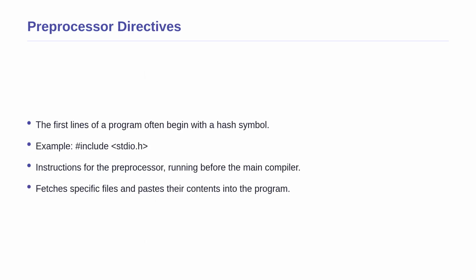Now that we understand the pipeline, let us look at the very first part of our code structure. The very first lines of almost every C or C++ program begin with a hash symbol, such as #include stdio.h. These are called preprocessor directives. Think of this like telling an assistant to go fetch a specific reference book and put it on your desk before you start writing an essay. When you write include, you are telling the preprocessor to find a specific file, like a dictionary of standard commands, and paste its contents directly into your program, behind the scenes.